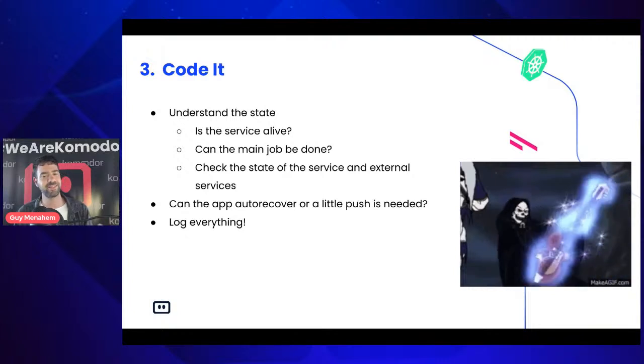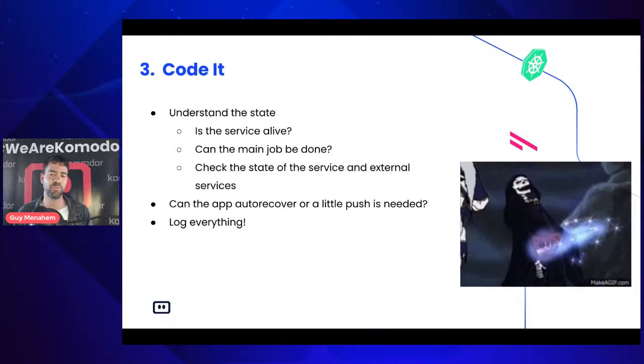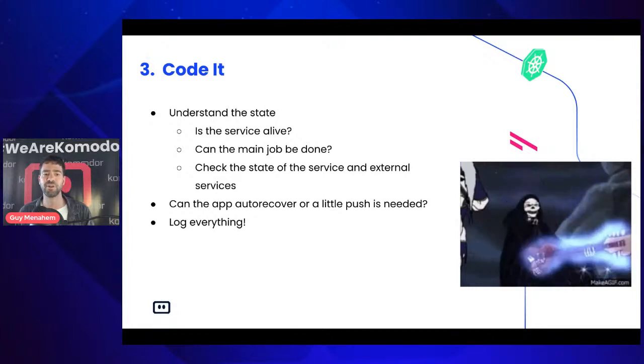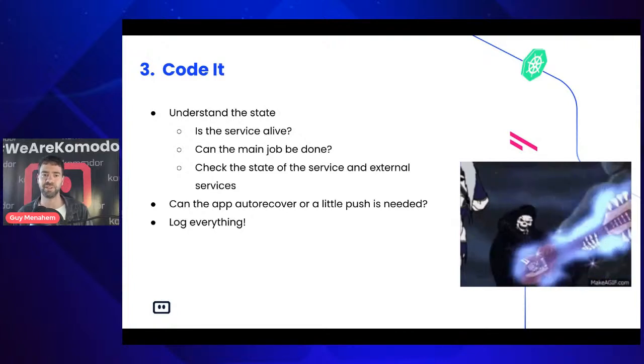The second thing is that we want to auto-recover, or do we need a little push? With Kubernetes and its restart life cycle, we can take advantage of it and use it for an extra push from Kubernetes. Or maybe we want to code a lot of retries and auto-recovers, and make sure we maybe exit at some point and force Kubernetes to restart us. It depends on the configuration, but you need to understand if you need a little push or you can auto-recover.